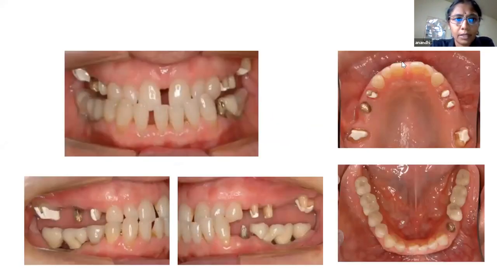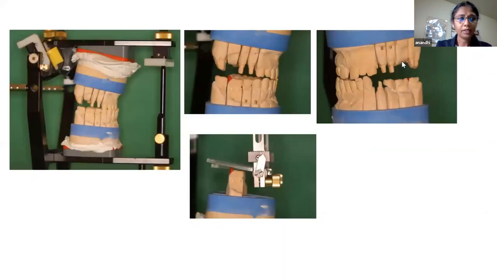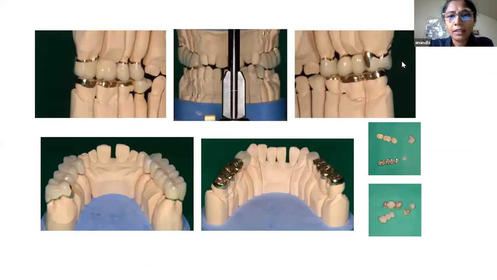So this is when we started. You can see we remove the old bridge and all the crown work he had. And then we mount it in our articulator. We do the face bow mount and mount it in the articulator. And this is the provisional crowns that were given to him on the upper. They did a provisional bridge.